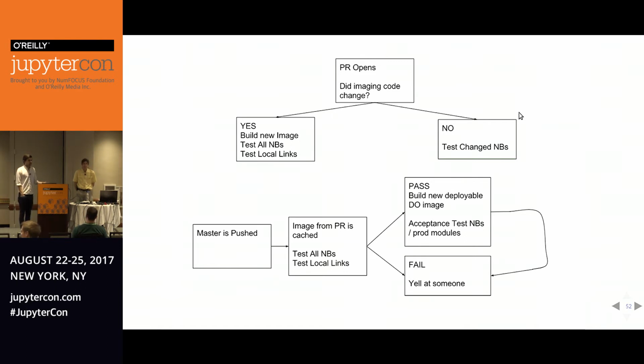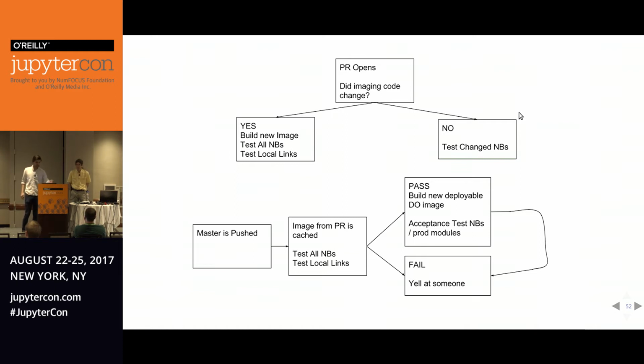On the other hand, if they did change the image, well, it's a little rough. We've got to make sure that everything works again in the new environment in case there's some kind of crazy dependency error that we haven't accounted for. Once they have made one push with a new environment, we cache that environment. Thank you, Docker. And then at that point, it's going to run a little bit faster. We still test all the notebooks and local links, but at least they don't have to sit through the environment rebuild process again.